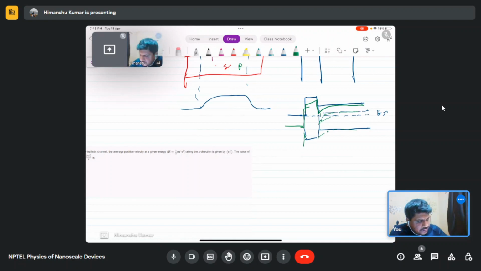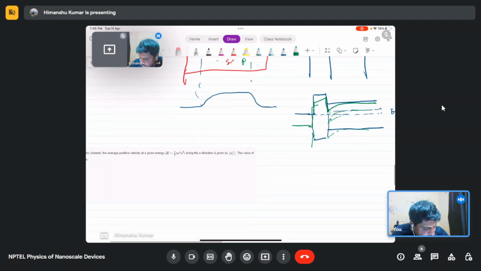As we apply more and more gate bias, this will start becoming like this. If we increase the gate bias further, this will become like this, and similarly this will become like this. In the bulk it will be like this.